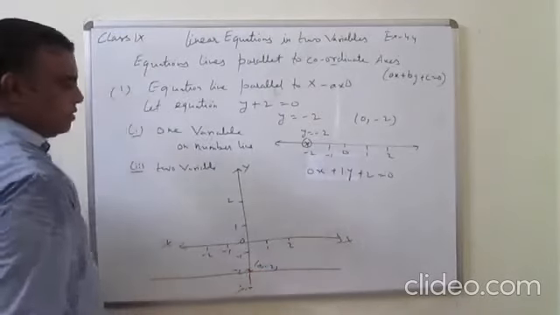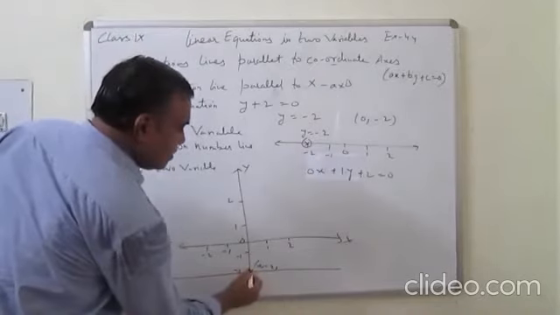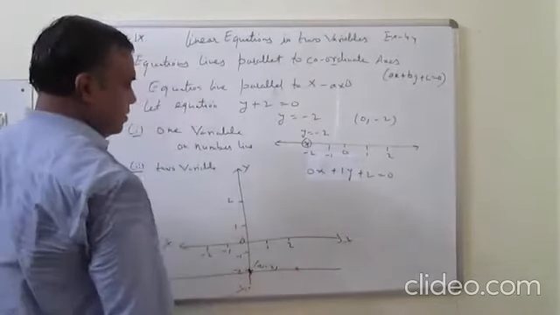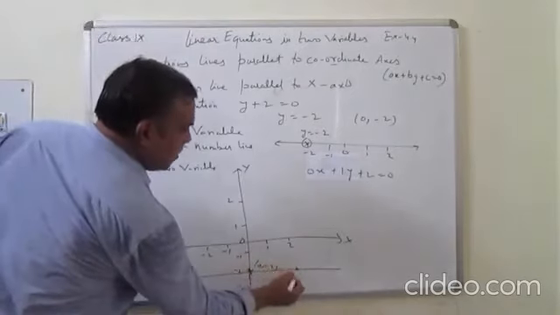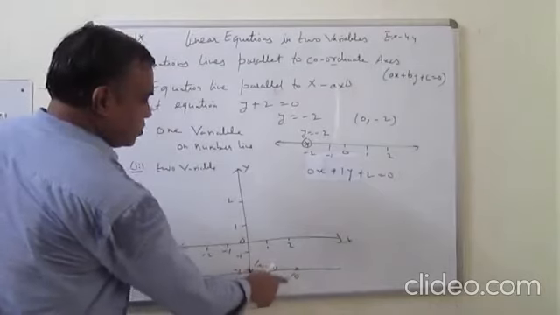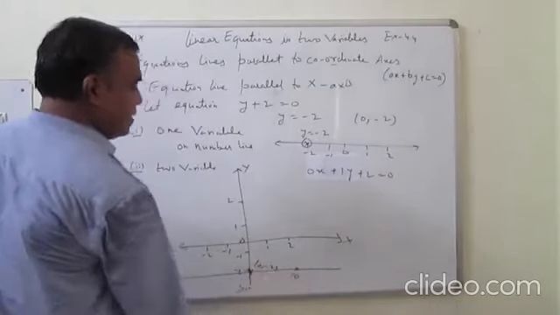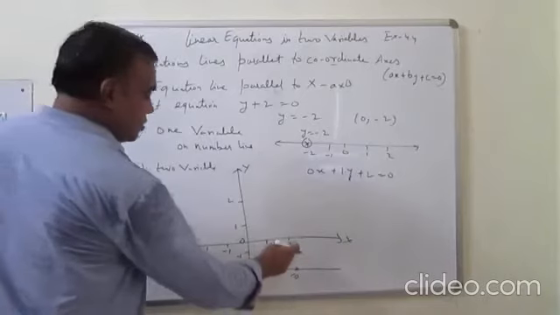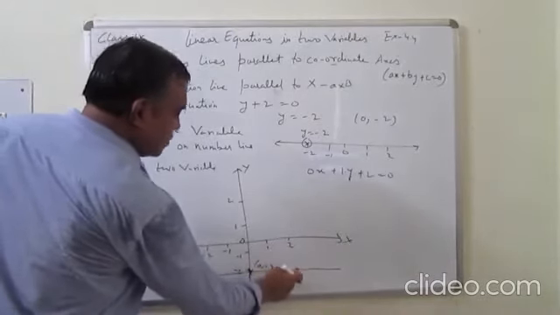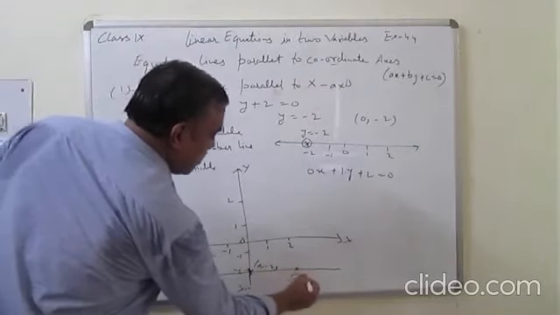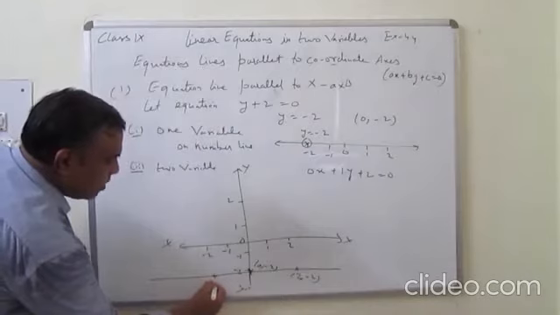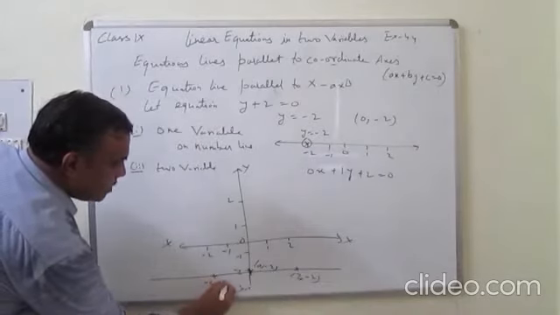Draw a line. So here x is 0. What is this point? If you take this point, here x is 2 and y is minus 2. So this point is (2, minus 2) and this point is (minus 2, minus 2).